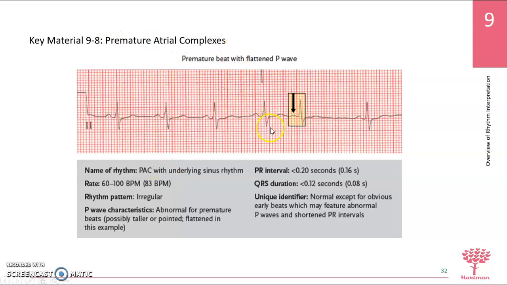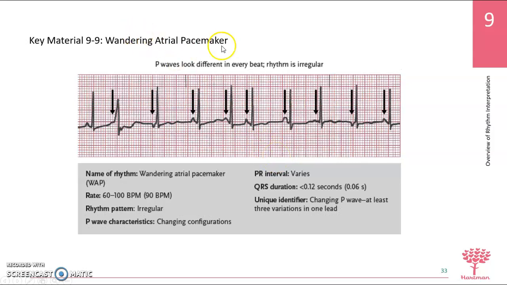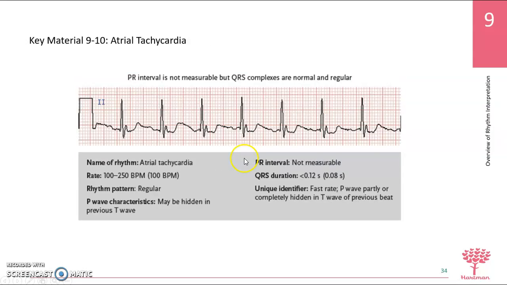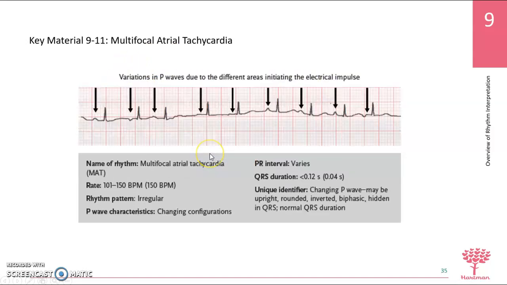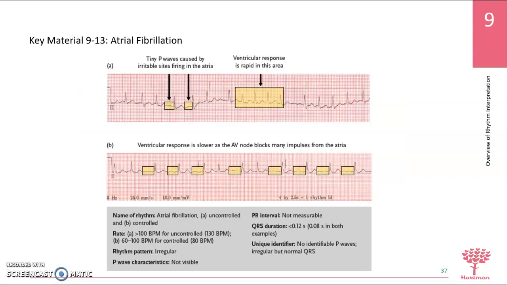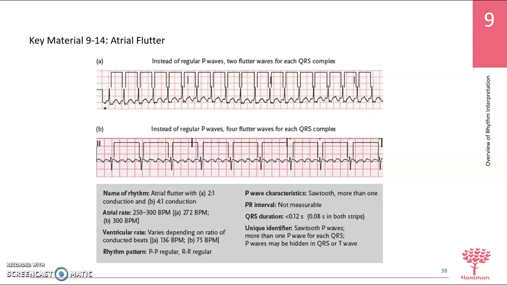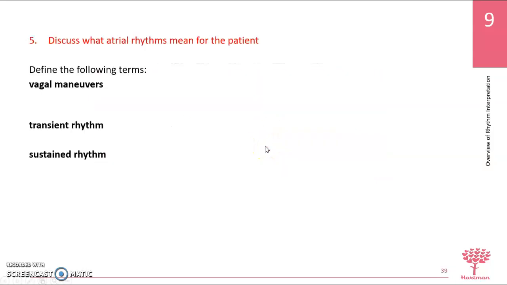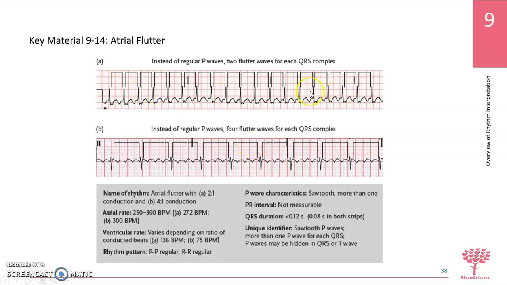Premature atrial ventricular complex. That P wave is really flat. Wandering atrial pacemaker. You got rhythms irregular, and P wave looks different all the time. Atrial tachycardia, P wave interval is not measurable. So this is what all of these look like, the definitions that we looked at. So make sure you look through these and understand them. Here's that atrial flutter and that sawtooth appearance. So make sure you look through these and understand them, and we'll go through the rest next time.